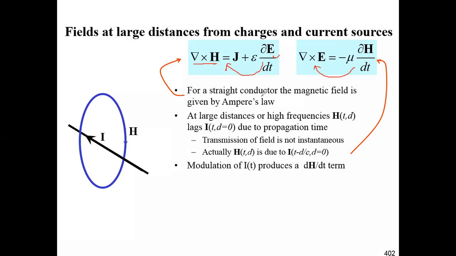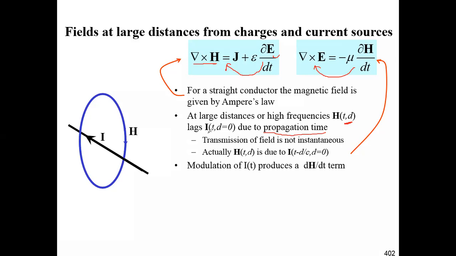So this is what, see the statements also. For a straight conductor, the magnetic field is given by Ampere's law. At large distance or very high frequency, the magnetic field is a function of time and distance. See here, this lags I due to the propagation time. This is very, very important. So at high frequencies, this magnetic field is lagging the current.